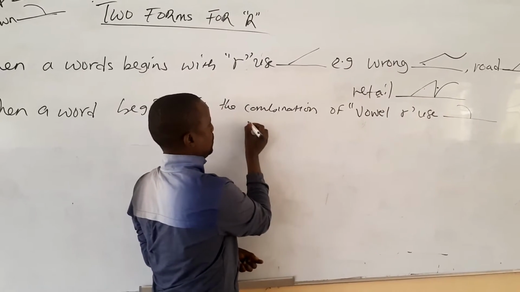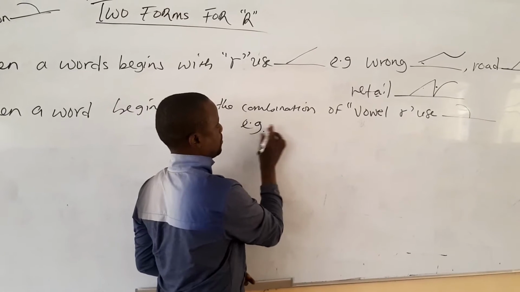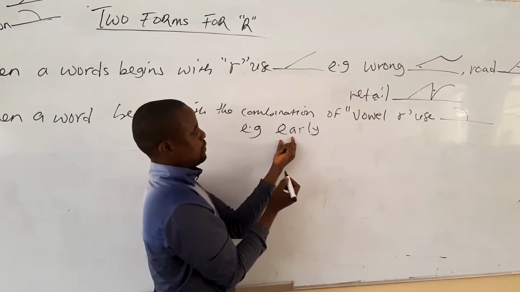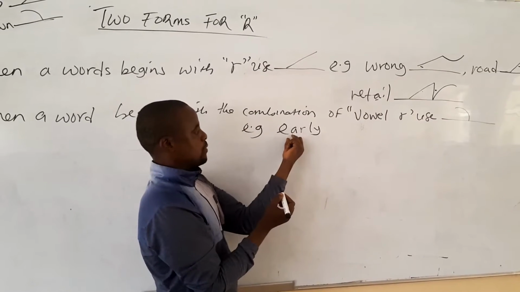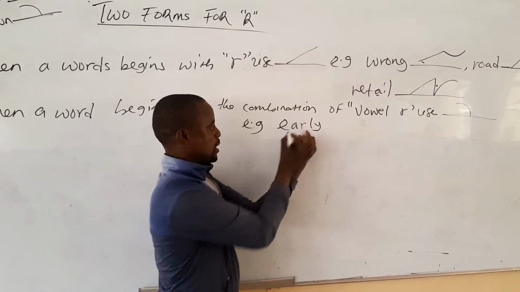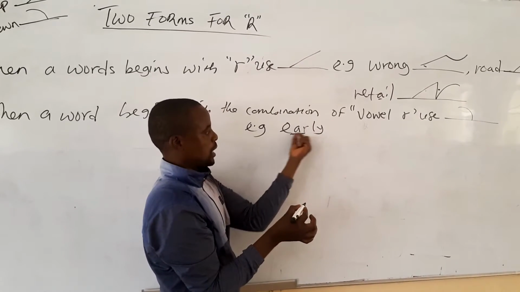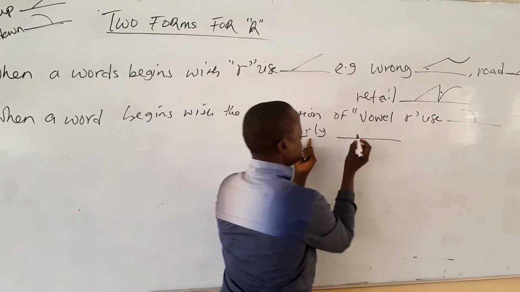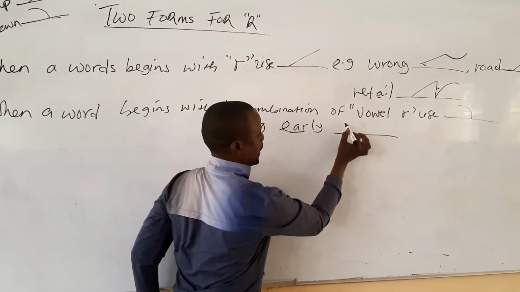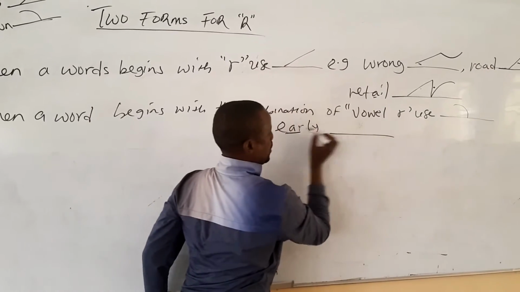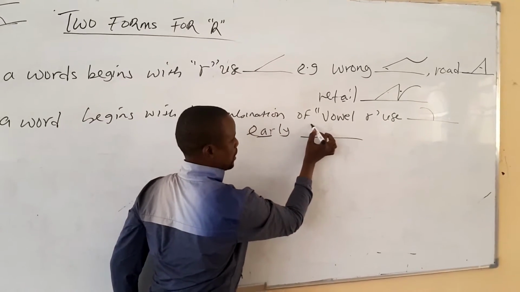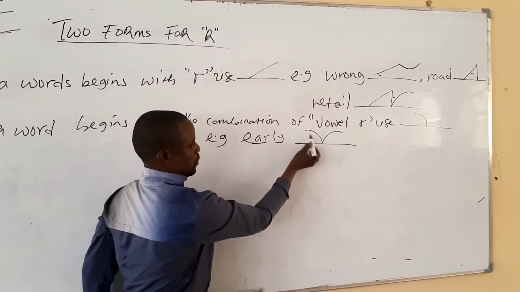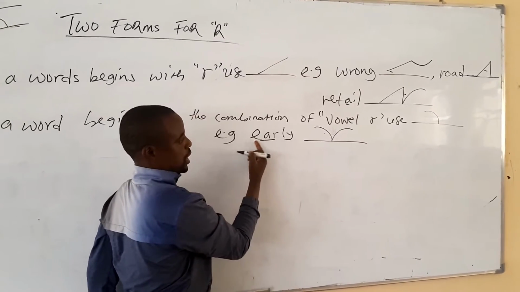Let us give an example. For example, we say early. We can see in this example the word begins with the combination of vowel and R. This is vowel, followed by R. So we are going to use R down. If you have to use R down, we write R down like this. Then you have your L. Then you are going to place your vowel, which is second place vowel.